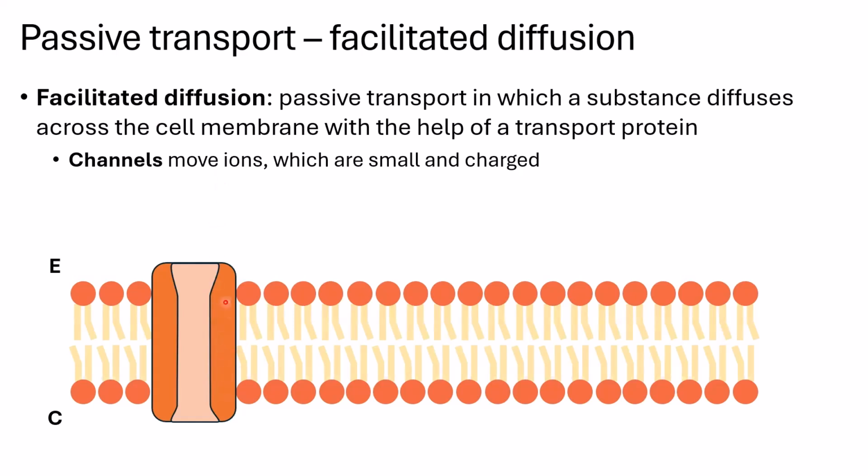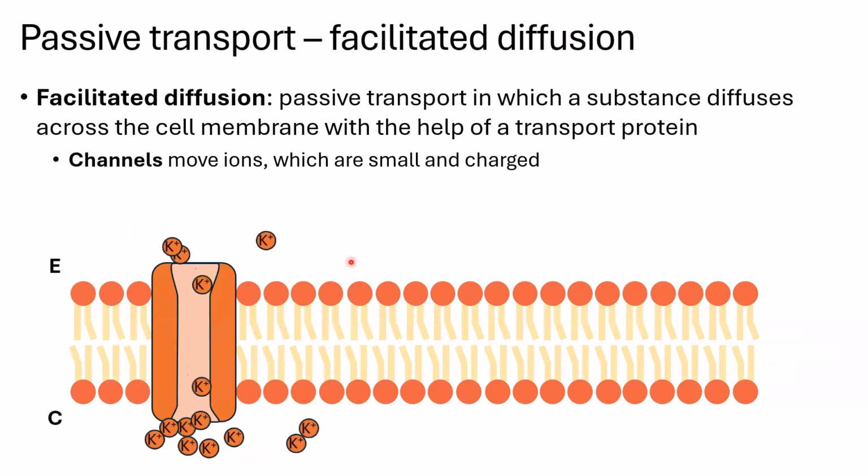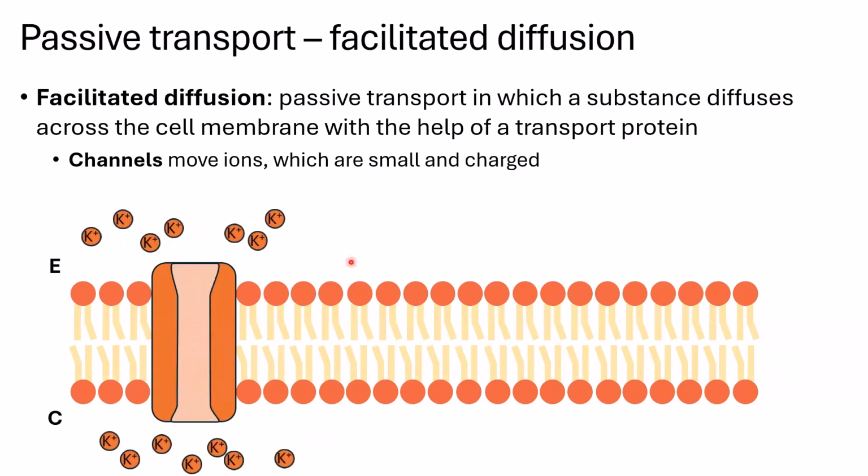For example, potassium ions usually have a higher concentration inside the cell than outside. The potassium ions would want to move through the channel until they reach equilibrium. Channels are able to be closed or open, and when open, they can allow many ions through at once.